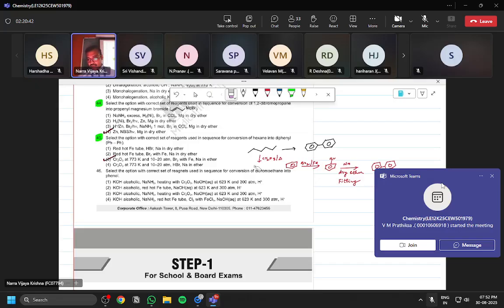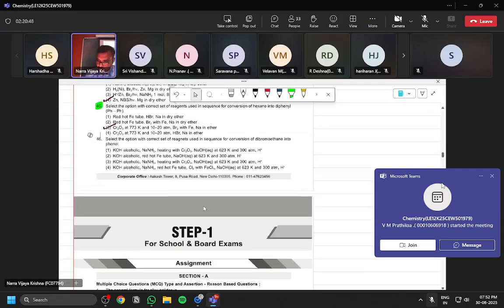Next, question 46. Conversion of dibromomethane. So CH2Br2, dibromomethane, should convert into phenol. Methane only, no? Oh, dibromoethane. Dibromoethane means I can assume dibromoethane in this way, either geminal or maybe vicinal. Right? Both are dibromoethanes only, right?